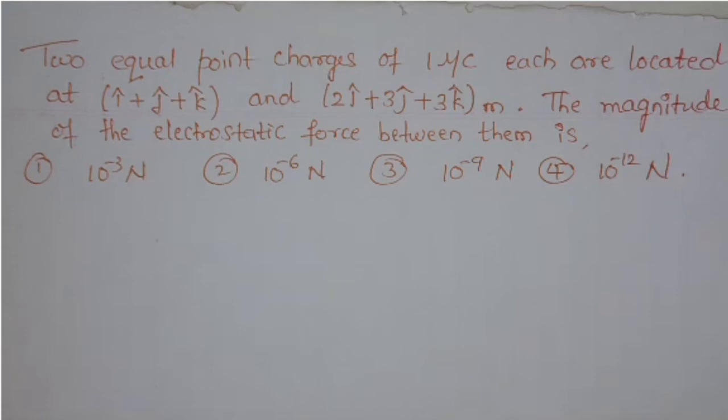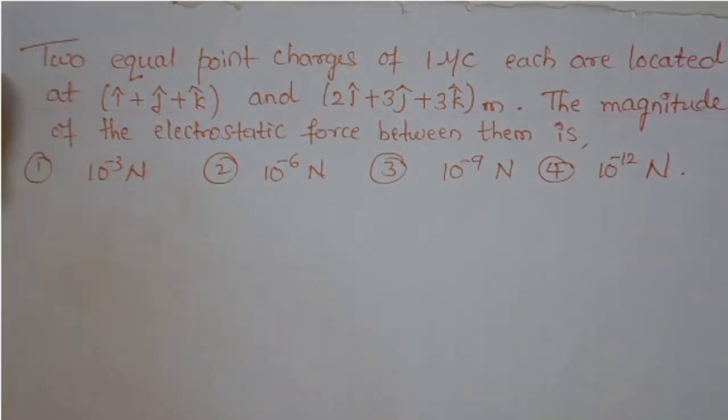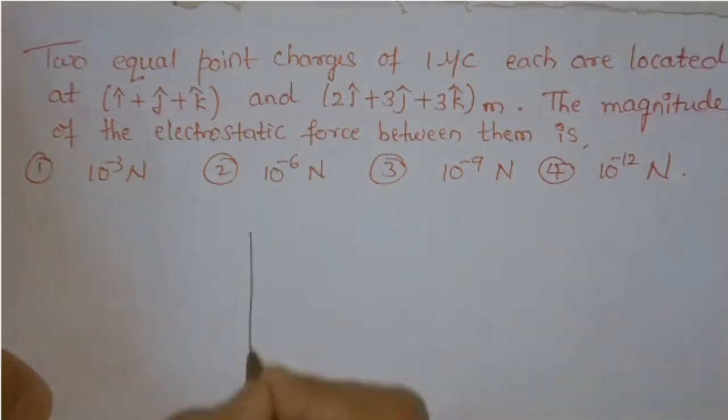So the next CET question I have brought. Two equal point charges of 1 microcoulomb each are located at i cap plus j cap plus k cap and 2 i cap plus 3 j cap plus 3 k cap meter. The magnitude of the electrostatic force between them is, and the options are given over here. So what concept do you have to use? See, they have given you the position vectors.